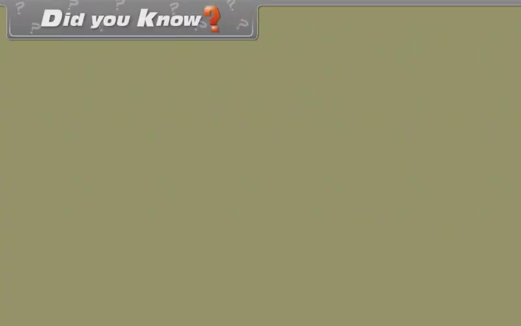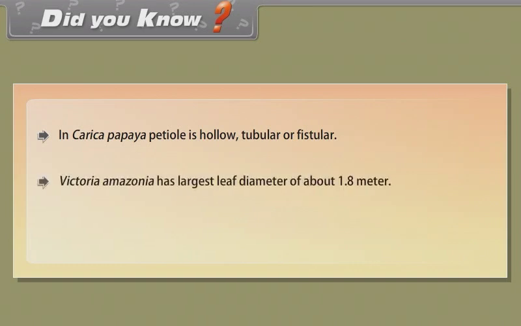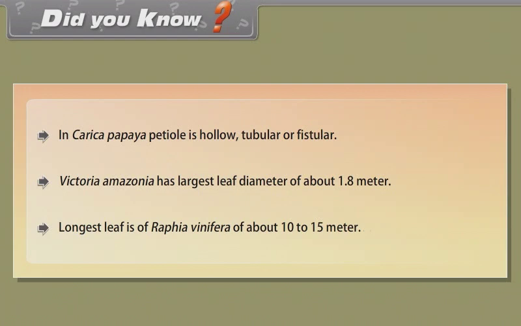Did you know? In Carica papaya, petiole is hollow, tubular, or fistula. Victoria amazonica has the largest leaf, with a diameter of about 1.8 meters. The longest leaf is of Raphia vinifera, of about 10 to 15 meters.